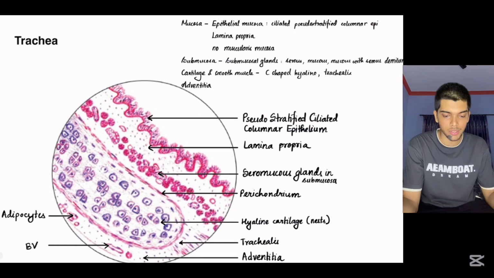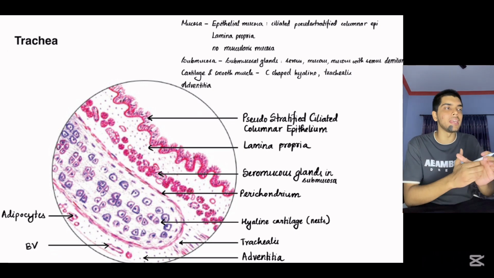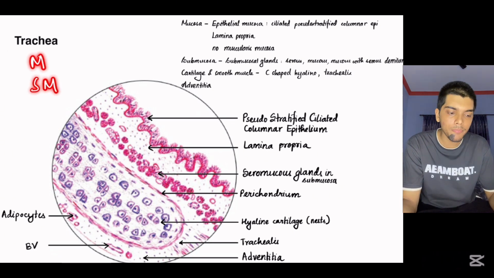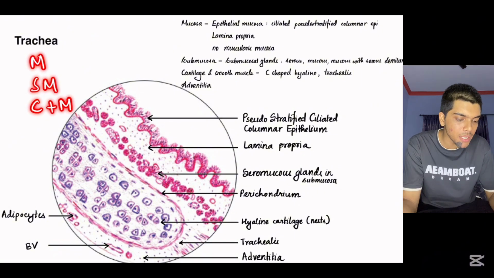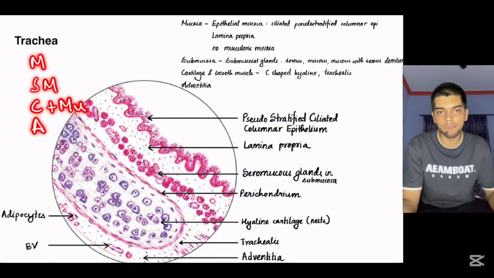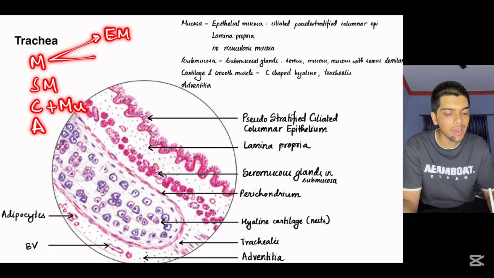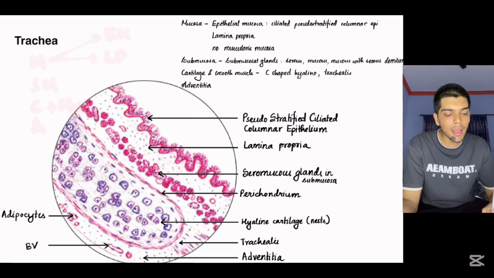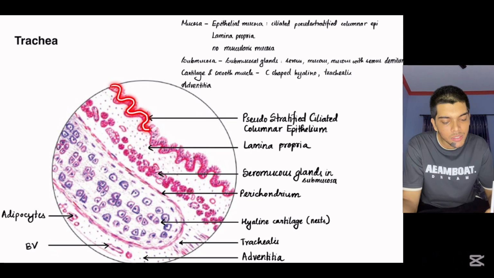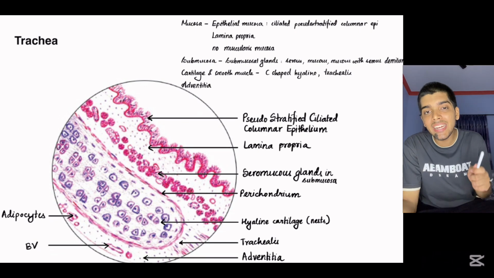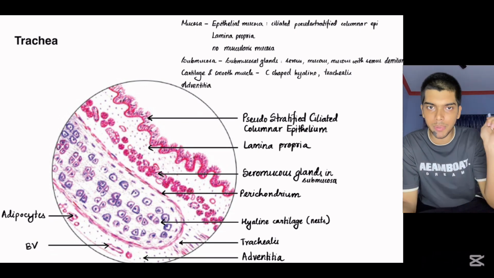Now the histology, starting off with the histology of the trachea. It has mucosa, submucosa, cartilage plus muscle, and adventitia. The mucosa has epithelial mucosa and lamina propria. The epithelial mucosa contains which epithelium? It contains the respiratory epithelium, which is nothing but the ciliated pseudostratified columnar epithelium.